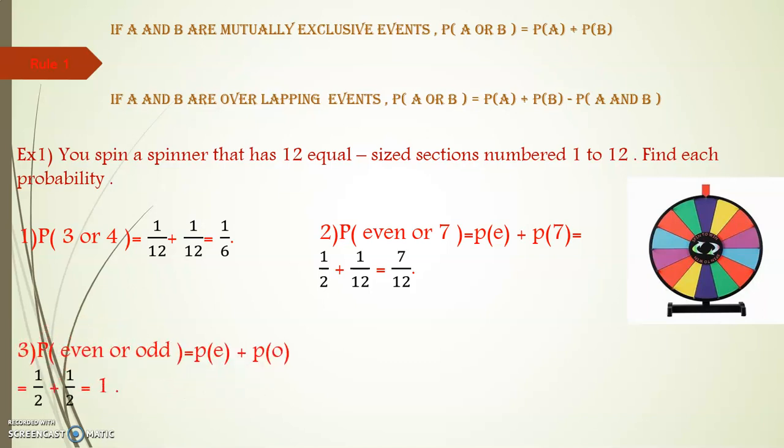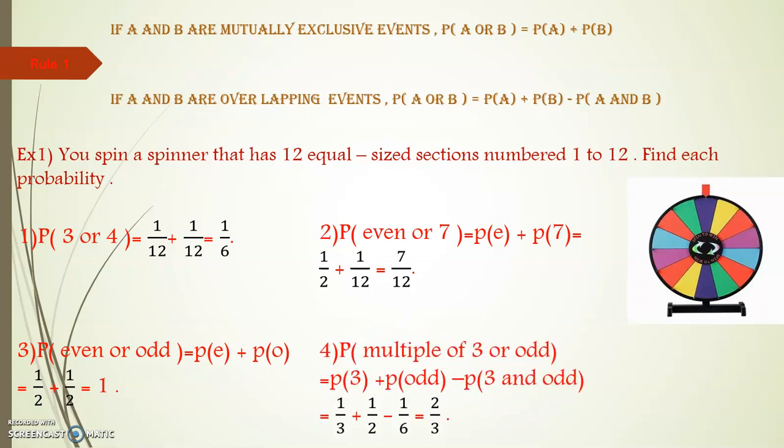Number 3, probability of even or odd. There is no common factor between the two. How many even numbers are there? 6 out of 12. And how many odd? 6 out of 12. Try to put it in the simplest form: half plus half equals 1.